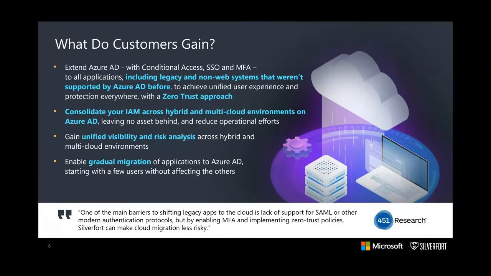So what do customers gain from this new offering? First, it's the ability to extend Azure AD with all the great features you have there, conditional access, SSO, MFA, and more, even to applications that couldn't be protected before, as we mentioned earlier, to achieve a zero trust approach everywhere. Because the idea of zero trust is really controlling any access and verifying users no matter what they're accessing. Not only web applications, not only the perimeter, but really any kind of access. And this is what we enable here on Azure AD.